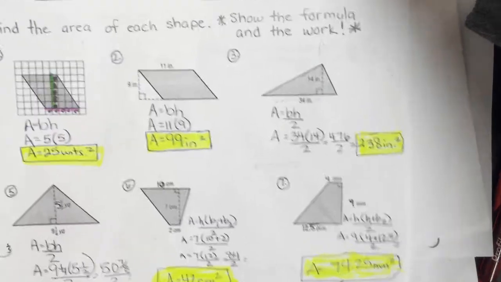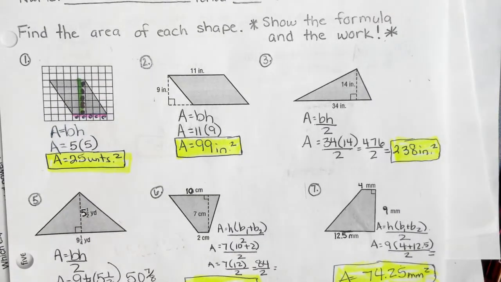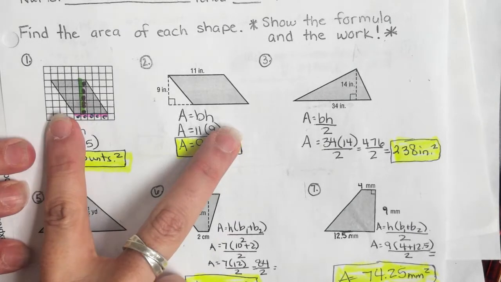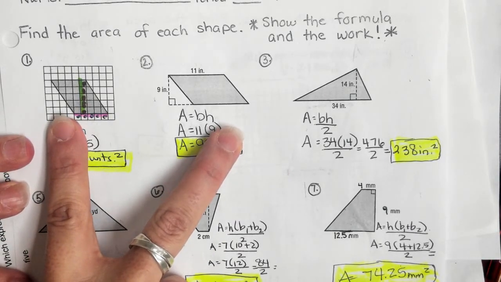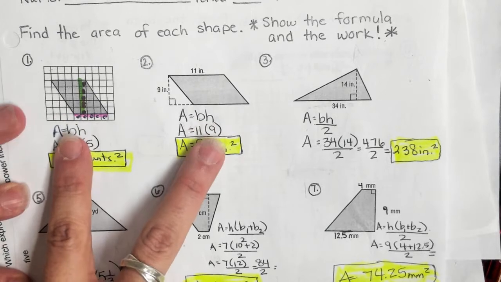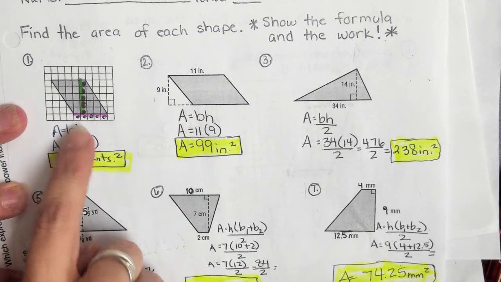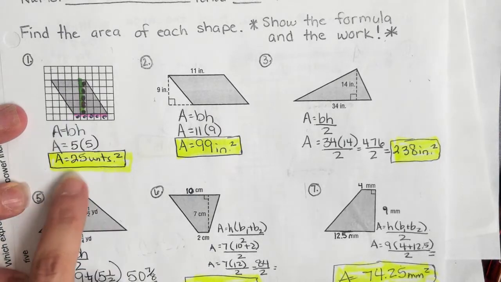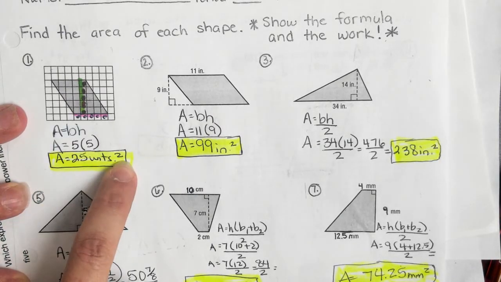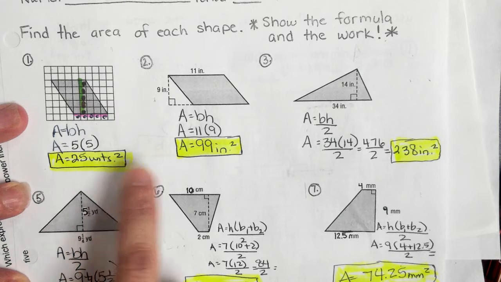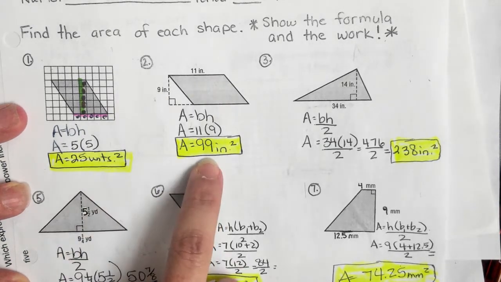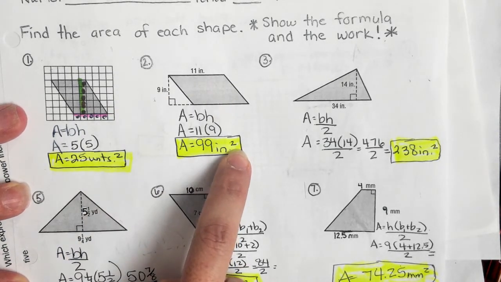And I'm starting out by just going over these because these are the basic ones. So starting out, we had parallelograms. First thing is, you got to know which shape it is. Listen. Okay, then, counted the dots, counted going up, got 25 units squared. Second one, 9 times 11, 99 inches squared.